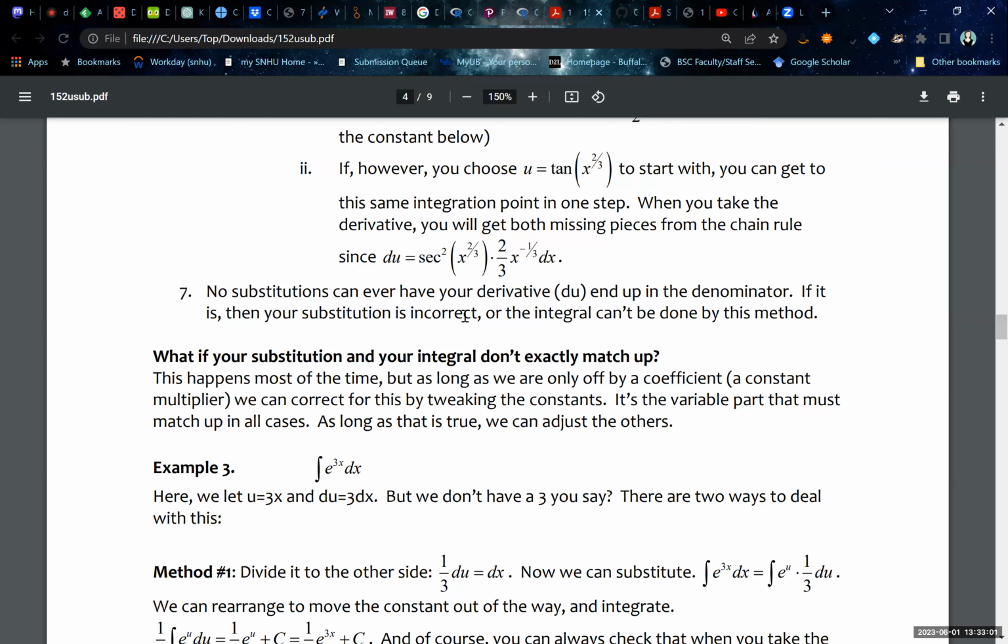In fact, if you have a rational function where your derivative looks like it's in the denominator and not the numerator, then probably that's a clue that your numerator is a higher degree than the denominator, and you need to do long division first.